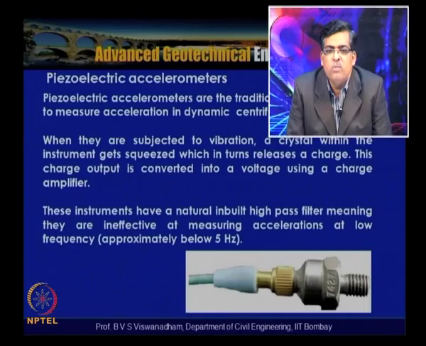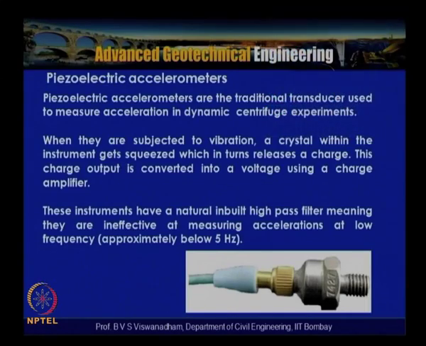When they are subjected to vibration, a crystal within the instrument gets squeezed, which releases a charge, and this charge output is converted into a voltage using a charge amplifier. This is also calibrated by a system wherein it can induce -1G to +1G, and within that we have a linear variation. Generally these accelerometers have calibration factors of the order of 7G per volt to 8G per volt.